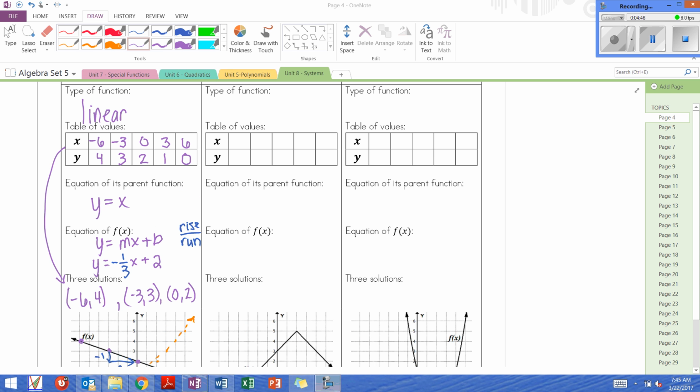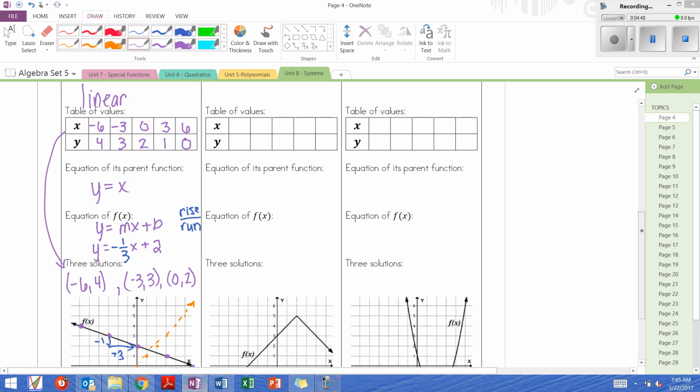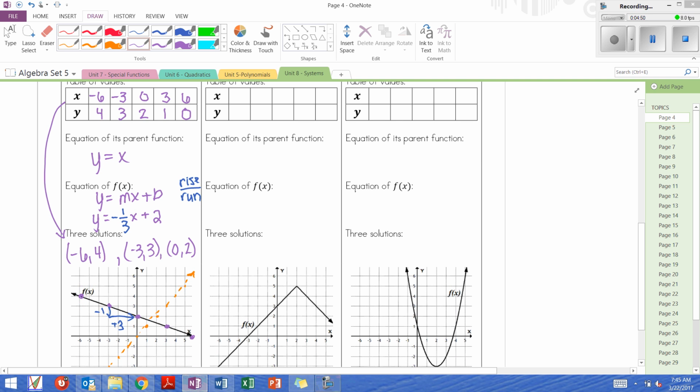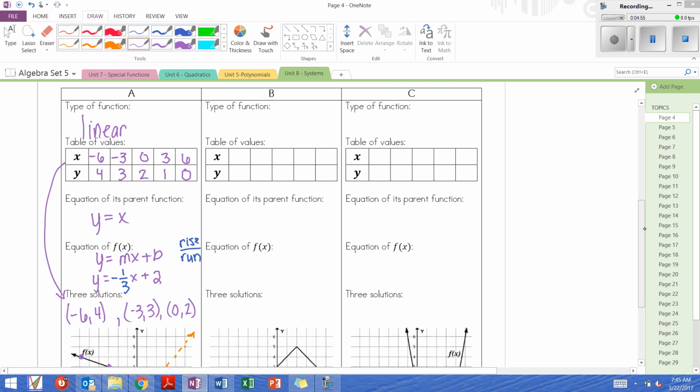All right, moving on to B. What type of function is this? It makes a V. It's upside down, but it's still a V. So if you guessed absolute value or you knew absolute value, you are correct.